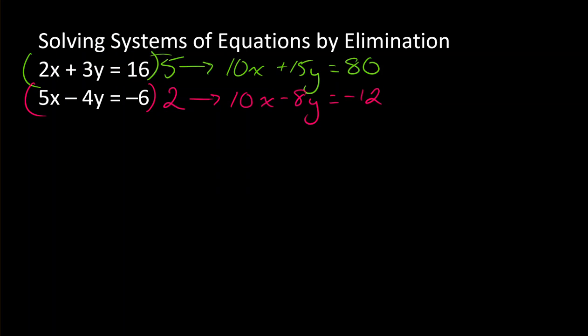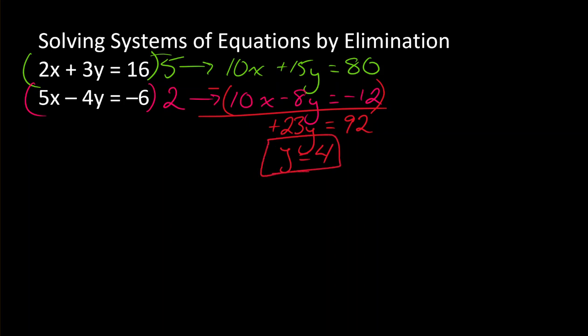So by multiplying our coefficients, what we're doing is we're trying to get the lowest common multiple between the two of those coefficients. Now that I see that I've got 10x plus 15y equals 80 and 10x minus 8y equals -12, I'm going to have to subtract the two equations. By subtracting the two equations, I get 10x minus 10x is 0. 15 minus -8 is positive 23y. And then 80 minus -12 is 80 plus 12, so that's 92. Well, if I divide 92 by 23, y is going to equal 4.